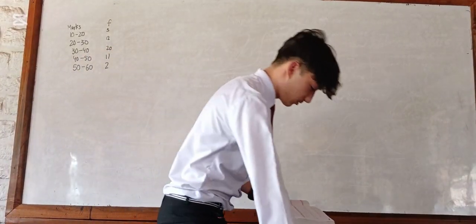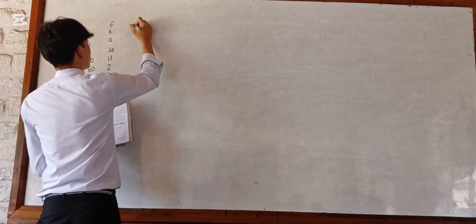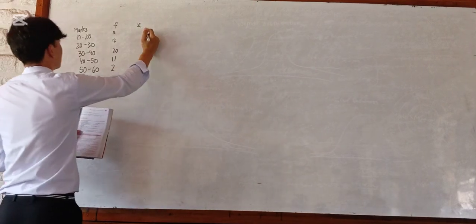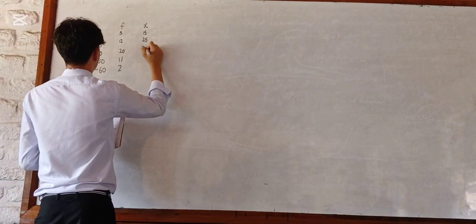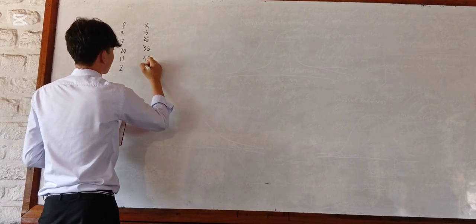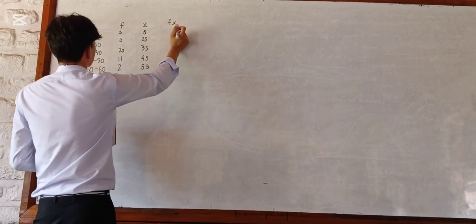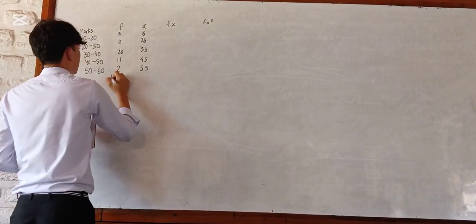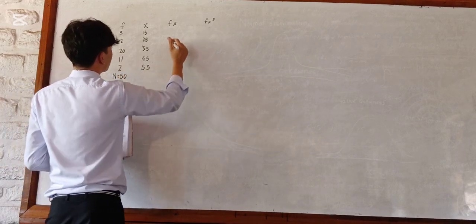I will solve the question. First of all, we have to find mid value x, and then we have to find fx, and similarly fx squared. From the frequency we can find n, and n is 50.